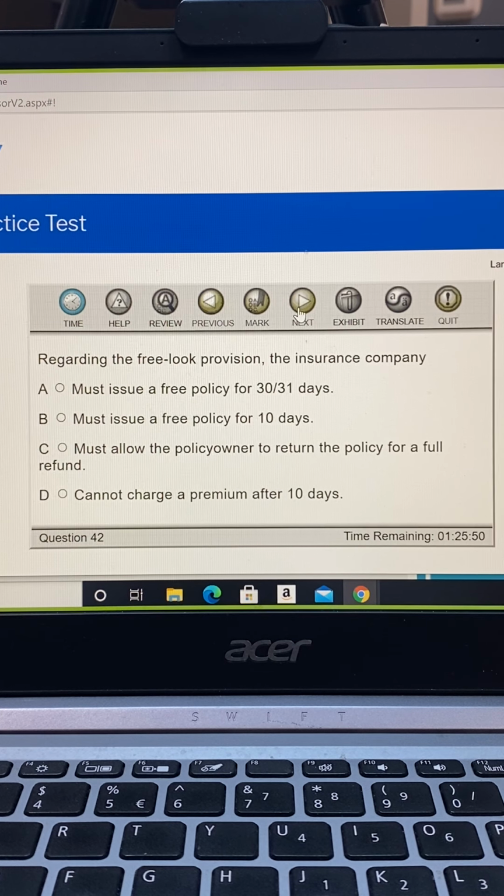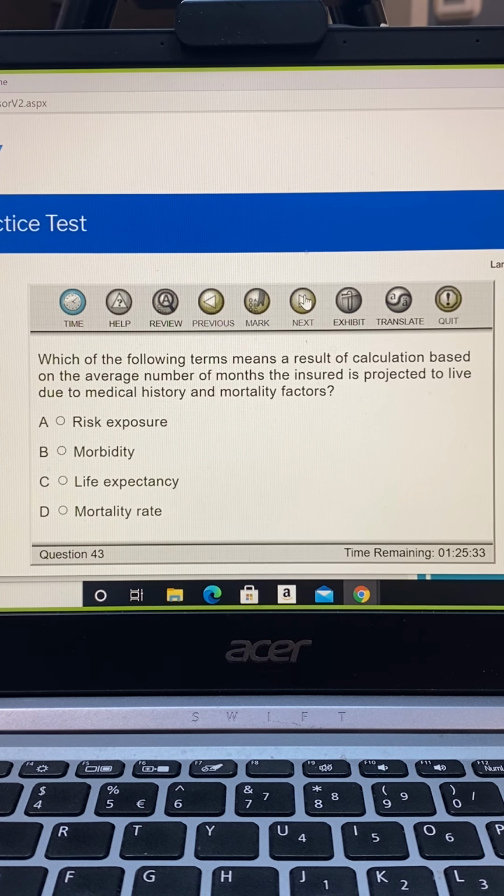Regarding the free look provision, the insurance company... C. Yeah. Which of the following terms means a result of calculation based on the average number of months the insured is projected to live due to medical history and mortality factors? Was that life expectancy? Yes, sir.